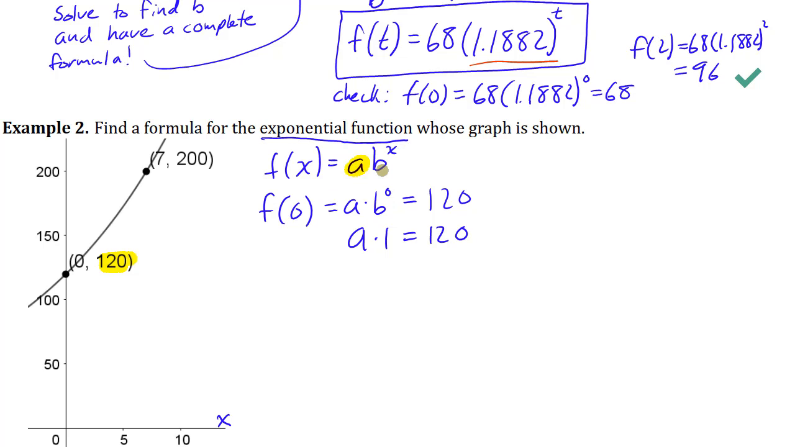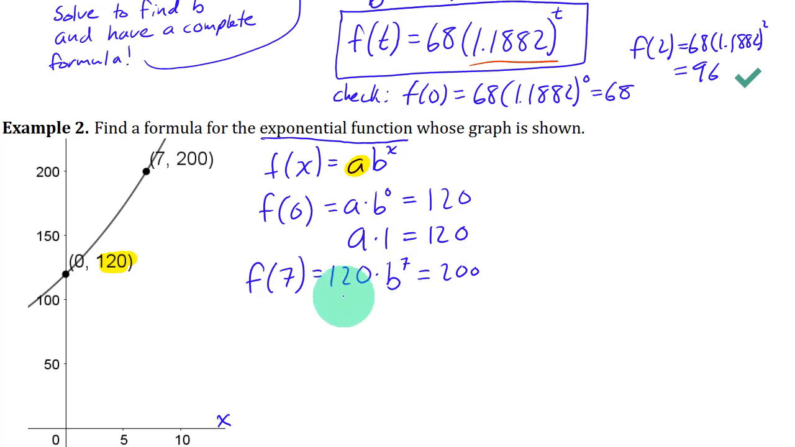Now, what about this other point? We have that if x is 7, so I'm going to plug that 7 in place of the x, and now I know that the a is 120, so I might as well write it that way, but then we're going to do b to the power x, but using 7 for x. That result should be the y-coordinate, which is 200 here.